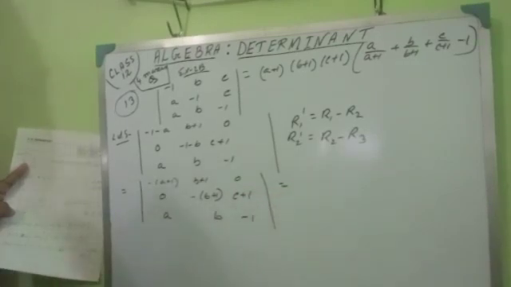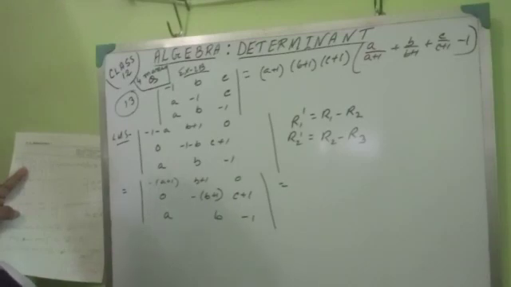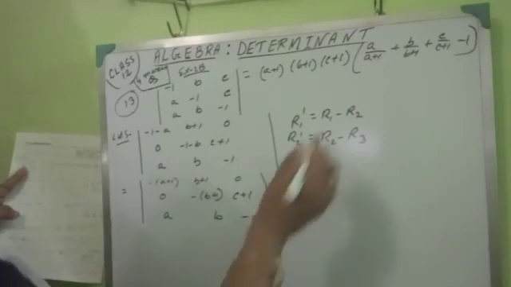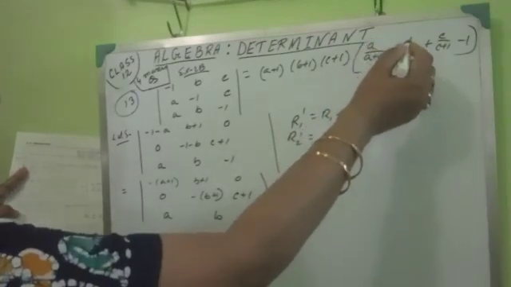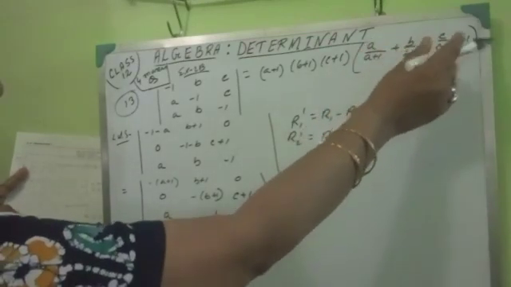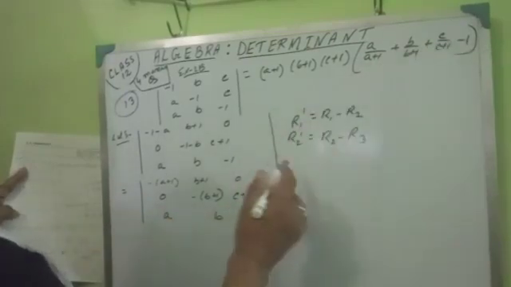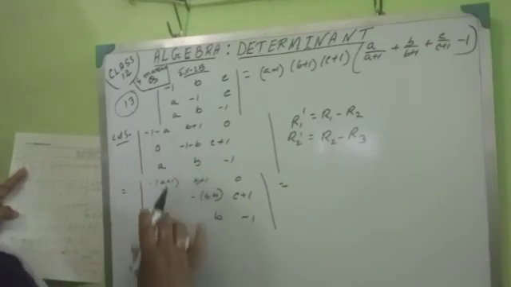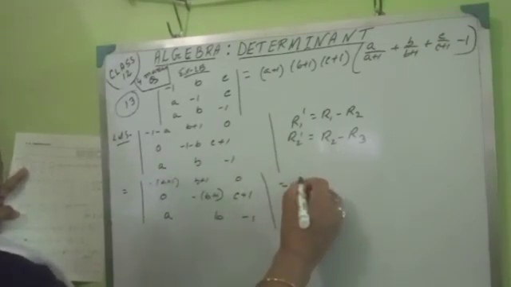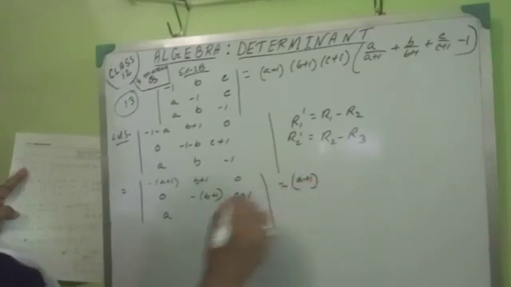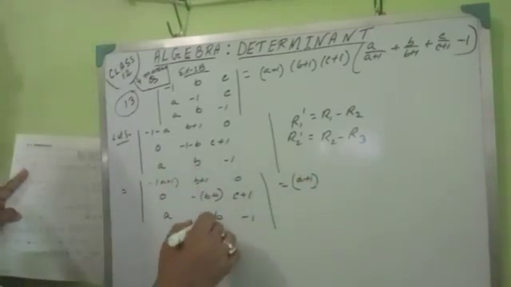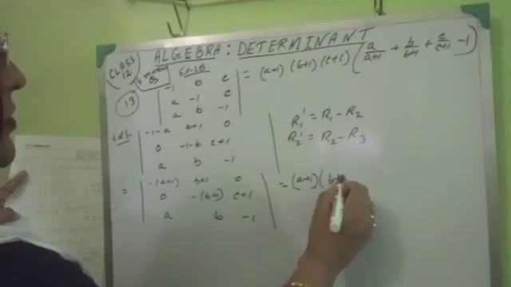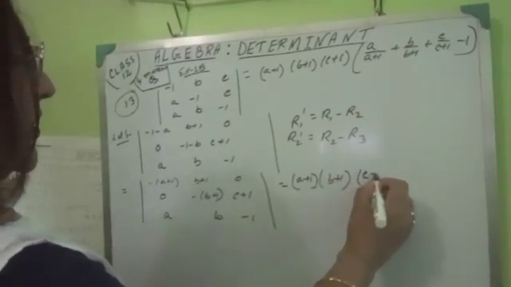Now, as we are to get a by a plus 1, b by b plus 1, c by c plus 1 minus 1 in one as one factor, let us take out a plus 1 from the first column. So what we will get then? We will get a plus 1, b plus 1 from the second column, and c plus 1 from the third column.